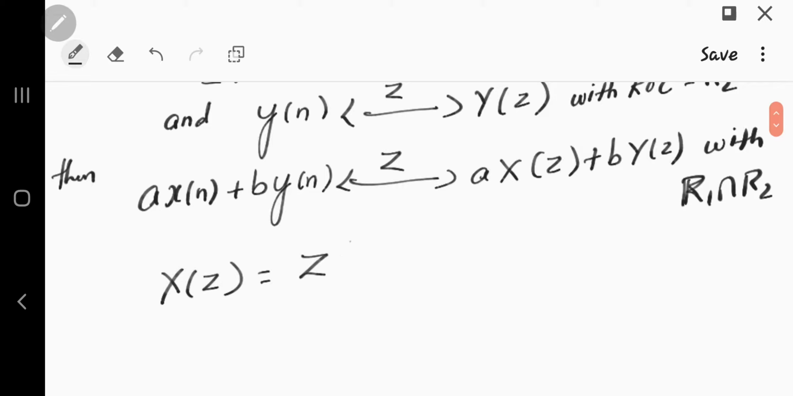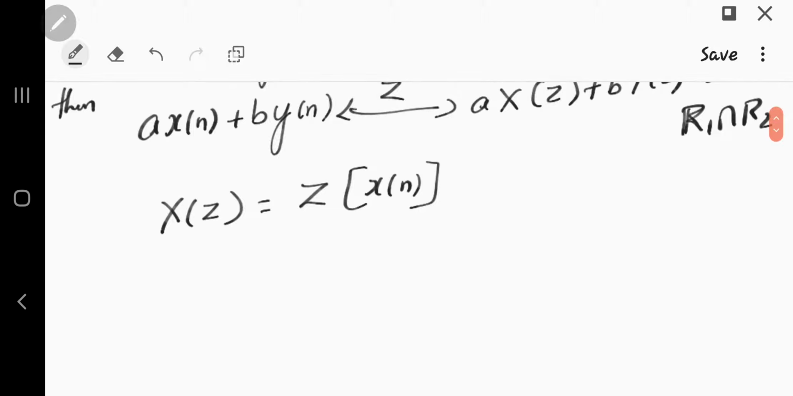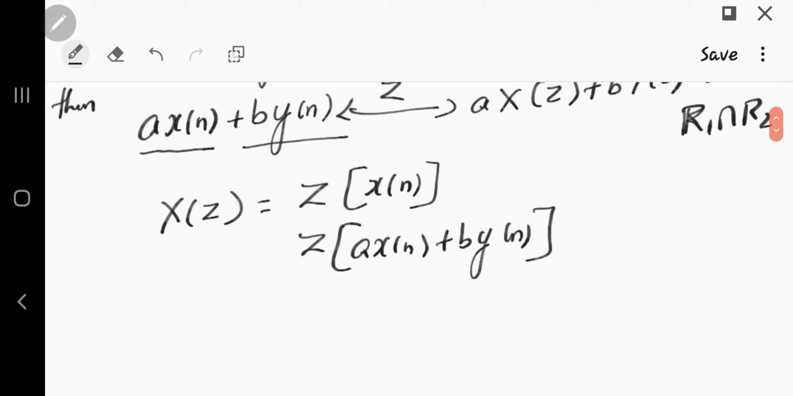Okay. Now, one thing I want to make clear here: you can see this x of z can also be represented in this way, Z transform of x of n. In the same way, this term a x of n plus b y of n, you can write as Z transform of a x of n plus b y of n. So we are going to represent x of z in this way several times while deriving this property of Z transform. So I am just making this clear.